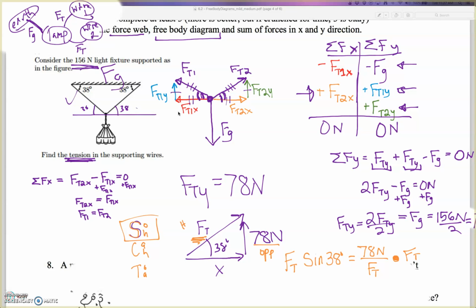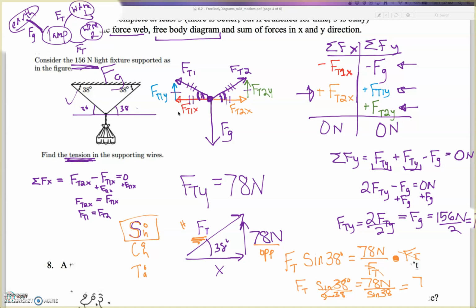Then force tension is canceled out here. Now I have force tension times the sine of 38 is equal to 78 newtons. And I need to divide by sine of 38 on both sides. I am showing every single step of my algebra here, and when you're first solving these problems, I would really like you to show every single step of your algebra.